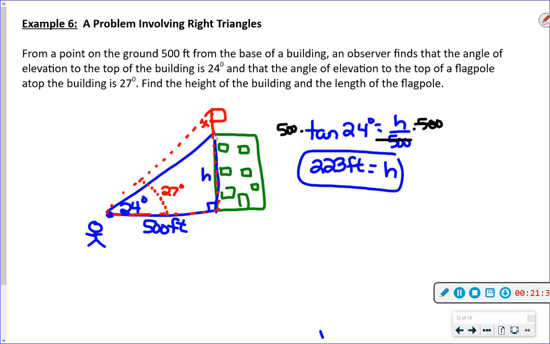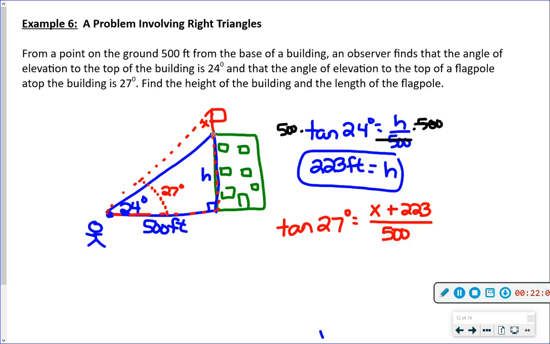Let's take a look at what we can do with tangent on the red triangle, which has the bigger angle, the 27. Now, the opposite side of the red triangle is the top all the way to the bottom. So it's the flagpole plus the building. There is a key, plus. So my flagpole plus the building height, which we just found. And then, of course, my adjacent side is still the 500. So not too bad of a setup.